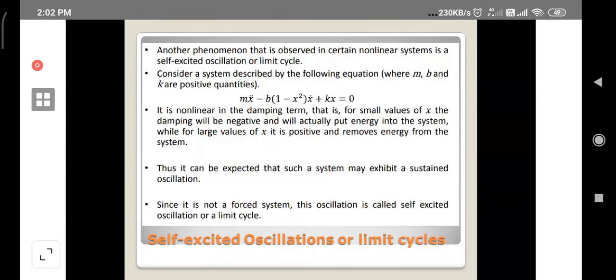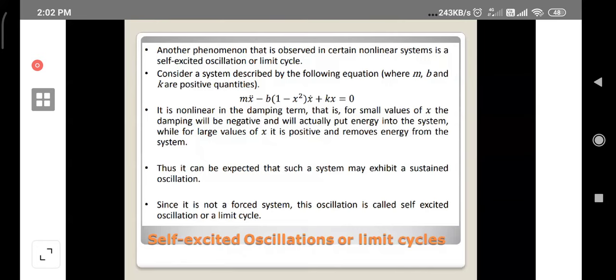Incidental means the nonlinearities are inherently present in the system. We do not give them from outside. For example, saturation, friction, dead zone, backlash, and hysteresis. These are all examples of incidental nonlinearities, that is, inherently present in a system.